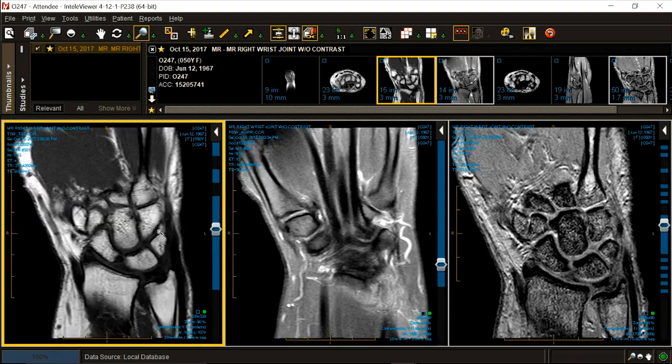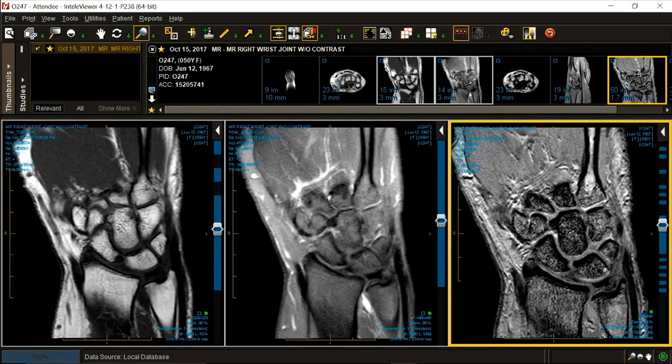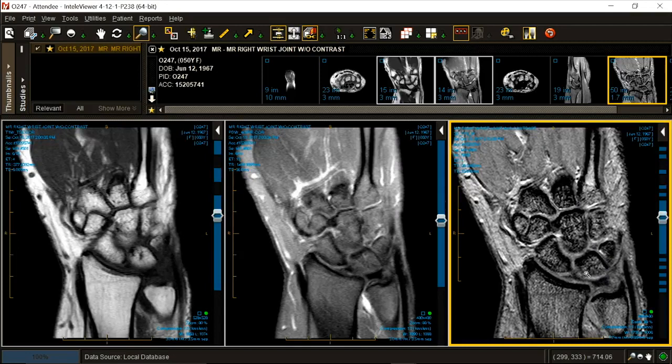First glance, it doesn't look like there's anything wrong, does it? TFC looks good. SL ligament looks good. LT ligament looks good. But there is one finding. Give you 5 seconds to reflect on the finding. There's too much fluid in the distal radioulnar joint.